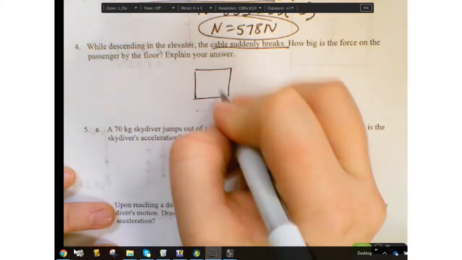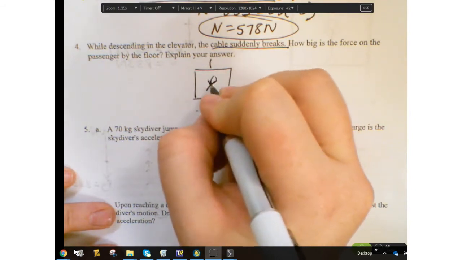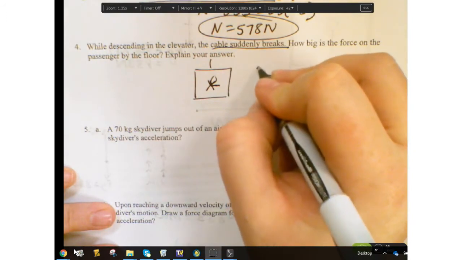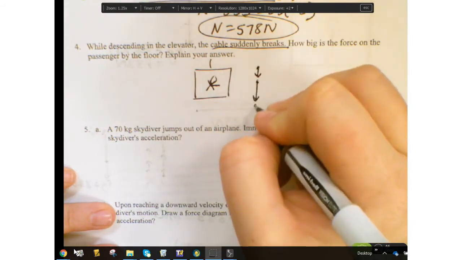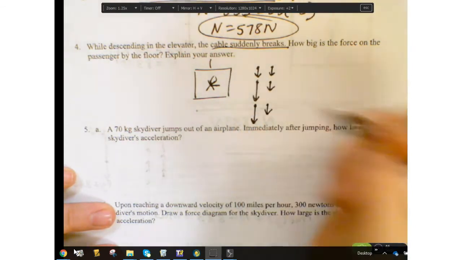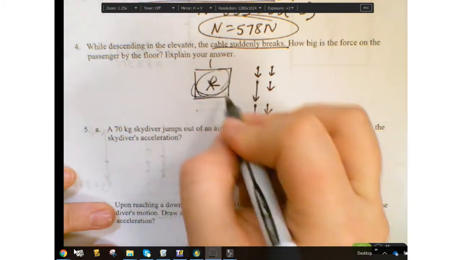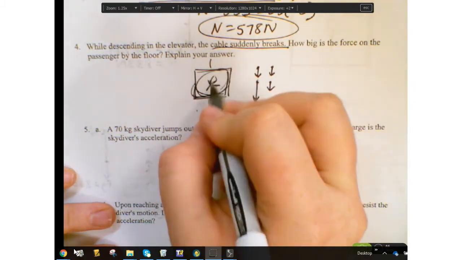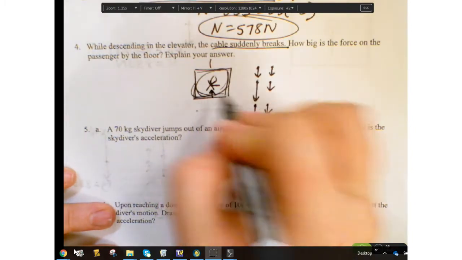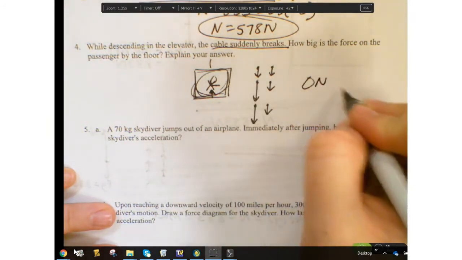In this case, imagine we have the person now and the elevator, they are both falling and they are both going to fall with the same acceleration of negative 9.8. So since they're both in free fall, the elevator and the person are falling together, and there's no upward force that this elevator is going to apply to the person, so 0 newtons.